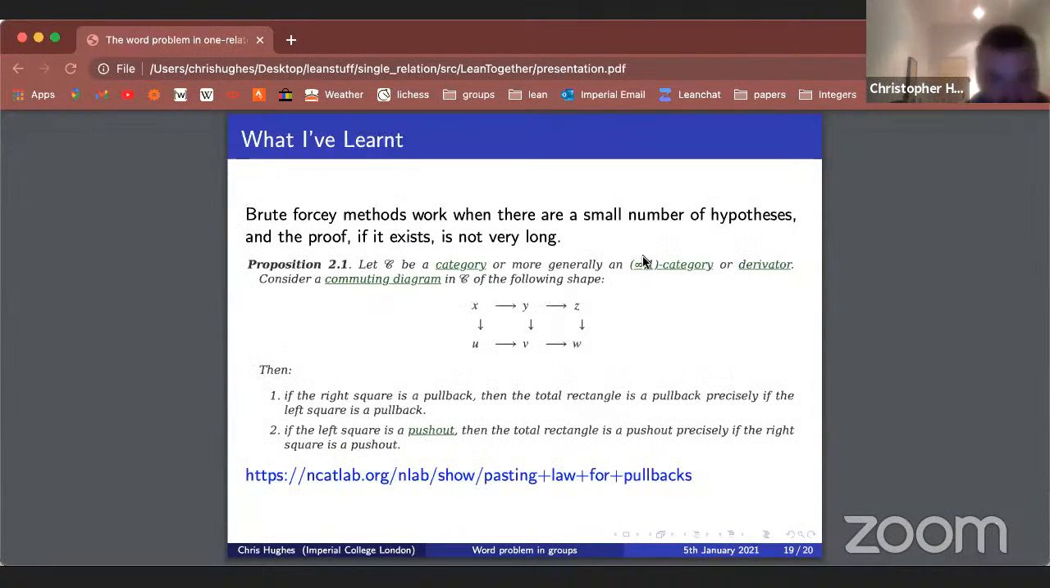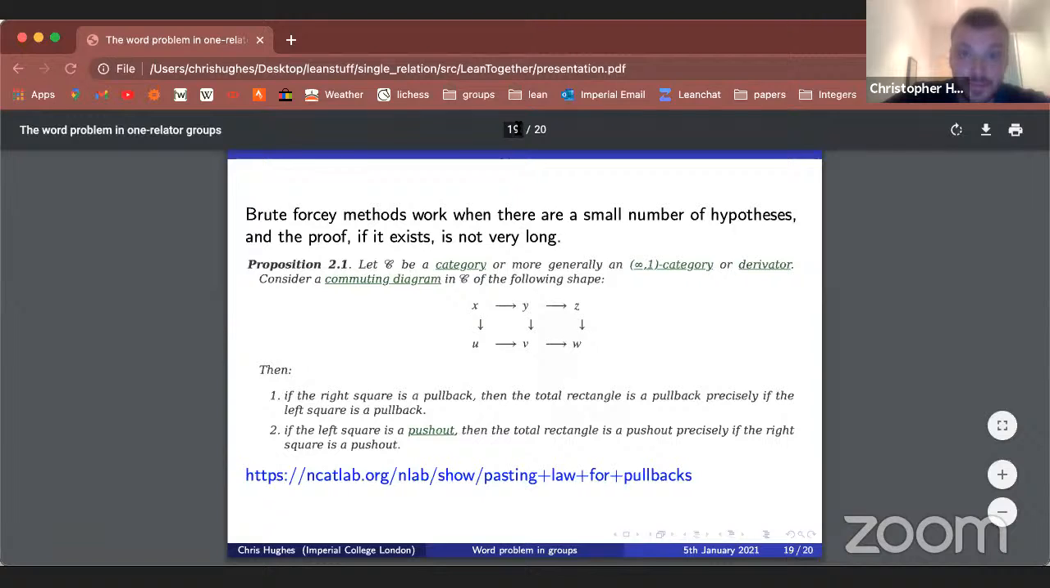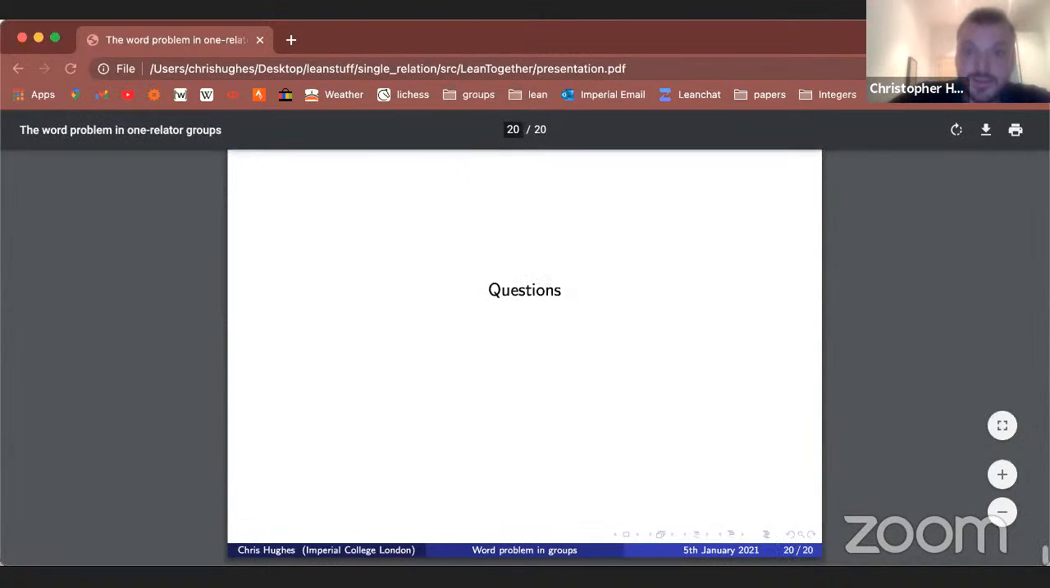Category theory is one of them. So here's a category theory lemma that I got from nLab, and this is the sort of thing where if there is a proof, without knowing what the proof is, you can guess that it's probably not going to be a very long proof. It sort of follows directly from the axioms of a category, more or less. There are no hard theorems you have to invoke. It will just follow straight from the definitions. So this is the sort of thing where maybe just a brute force algorithm would be quite useful. And I think that's the end.